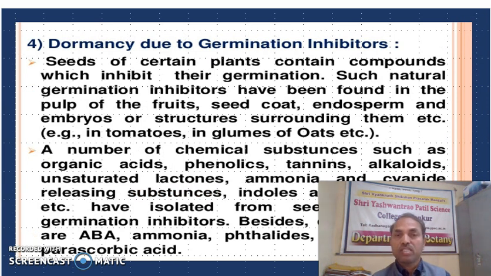Dormancy due to germination inhibitors. Seeds of certain plants contain compounds which inhibit germination. Such natural germination inhibitors have been found in the pulp of the fruit, seed coat, endosperm, embryos, or structures surrounding them. Examples are tomatoes, beans, or oats. A number of chemical substances such as organic acids, phenolics, tannins, alkaloids, unsaturated lactones, ammonia, cyanides, indoles, and gibberellins, etc. have been isolated from seeds, which are germination inhibitors. Besides, other inhibitors are ABA, ammonia, phthalides, coumarin, and parasorbic acid.